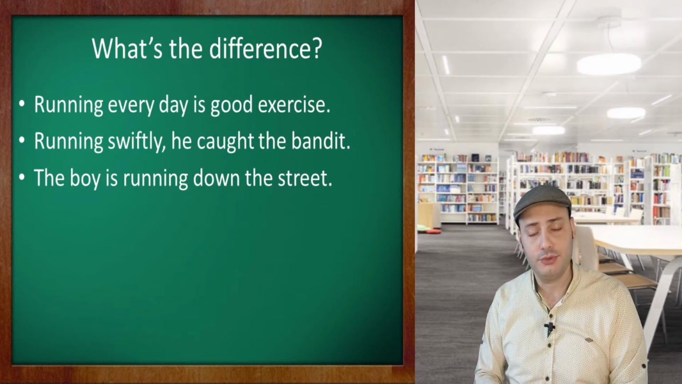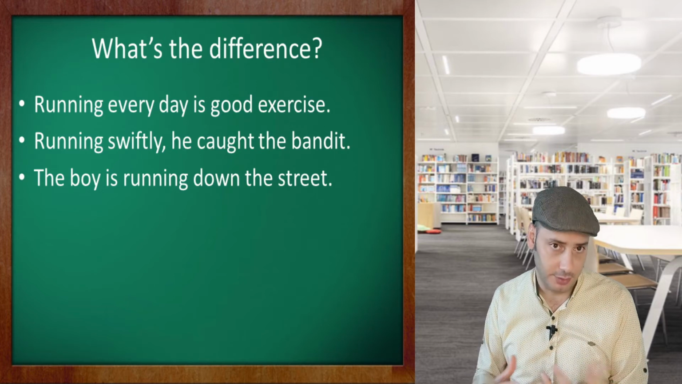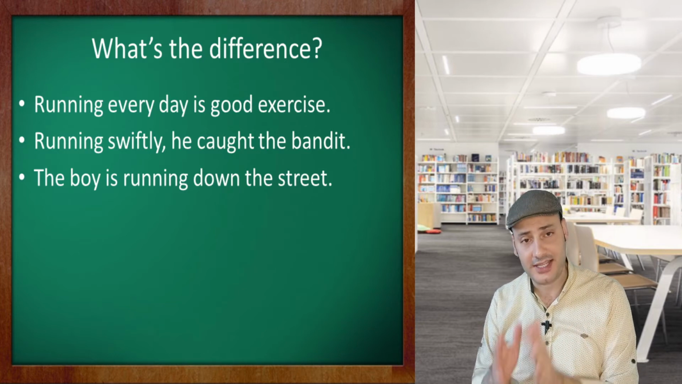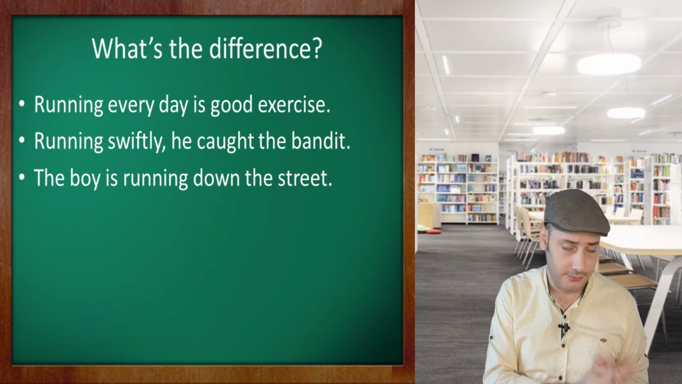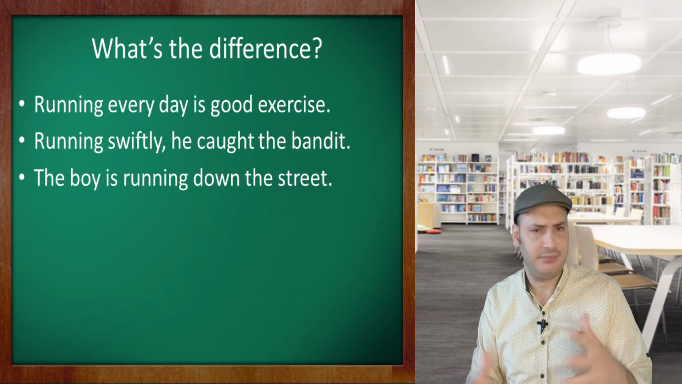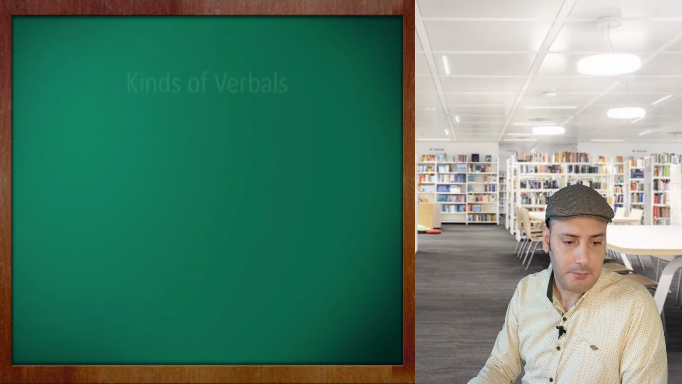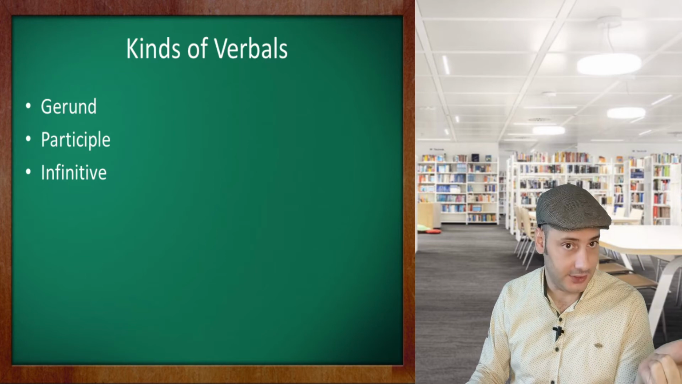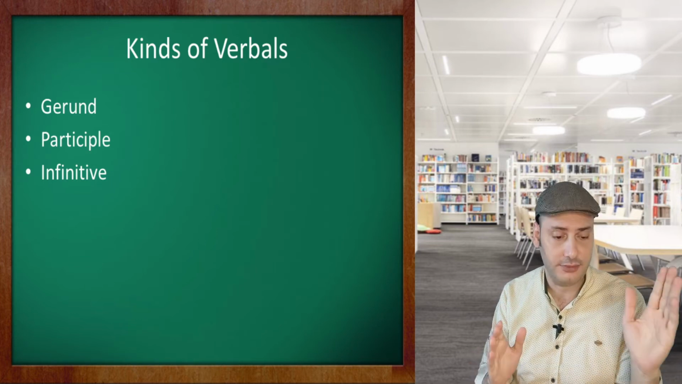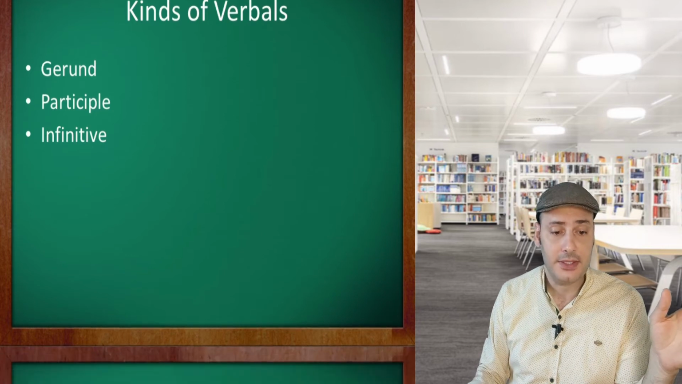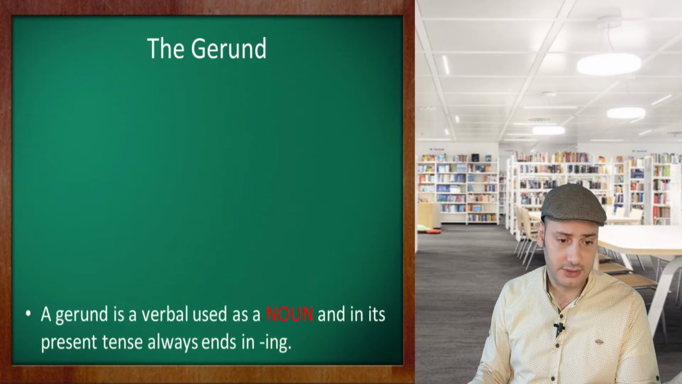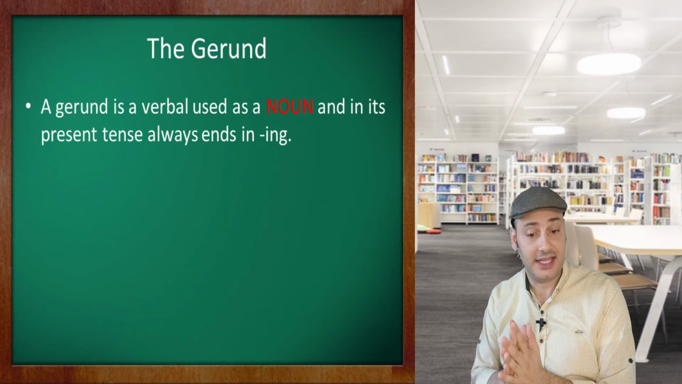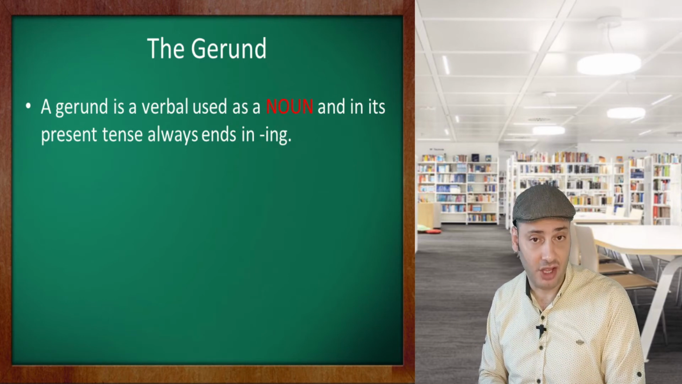So today we're going to get introduced to what are called verbals. We'd like to know the kinds of verbals, and then we're going to see how they function as half noun and half verb. So, let's just get started. We have three kinds of verbals: gerund, participle, and infinitive. And today I'm going to cover the gerund. So let's start with the gerund. The gerund is usually a verbal used as a noun, and in its present tense always ends in ing.